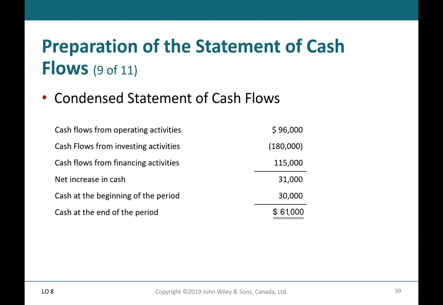Preparation of the statement of cash flows, 9 of 11. Condensed statement of cash flows. Cash flows from operating activities, $96,000. Cash flows from investing activities, $180,000. Cash flows from financing activities, $115,000. Net increase in cash, $31,000. Cash at the beginning of the period, $30,000. Cash at the end of the period, $61,000.